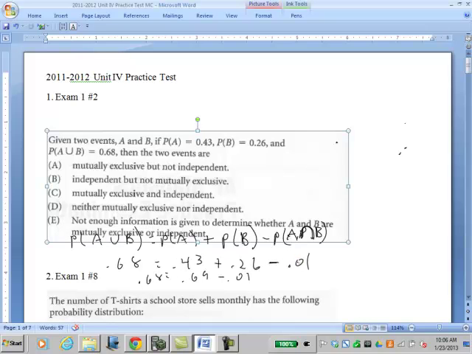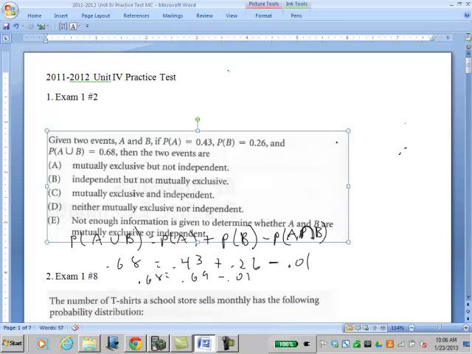All right, so if they're mutually exclusive, there's no overlap. Okay? So in other words, if they're mutually exclusive, the probability of A and B is 0. Okay. So we know that they're not mutually exclusive. So we can eliminate any answer that says that they are mutually exclusive. What about being independent?